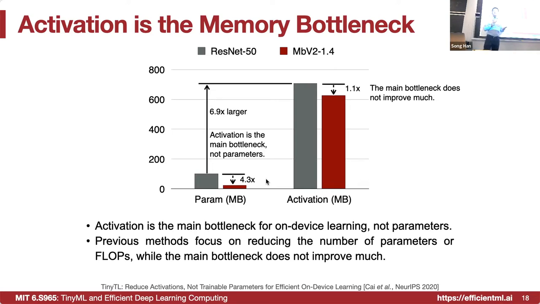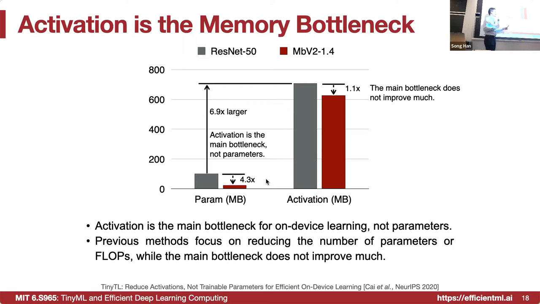And so the existing efficient model design methodologies focus on inference, but the training part is neglected, right? The major bottleneck for training is activation, but from ResNet to MobileNet, the reduction is only 10%. So we should design from scratch a methodology to design efficient models that targets training.